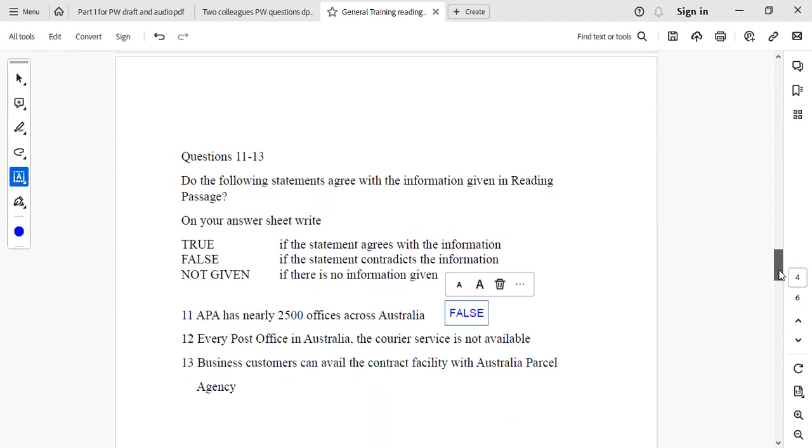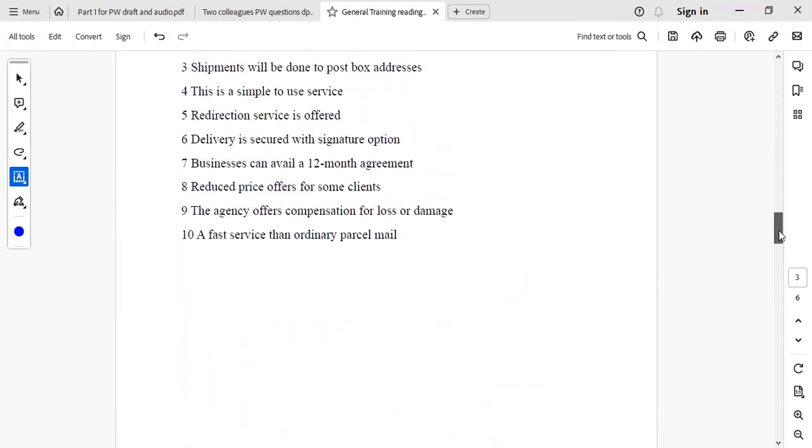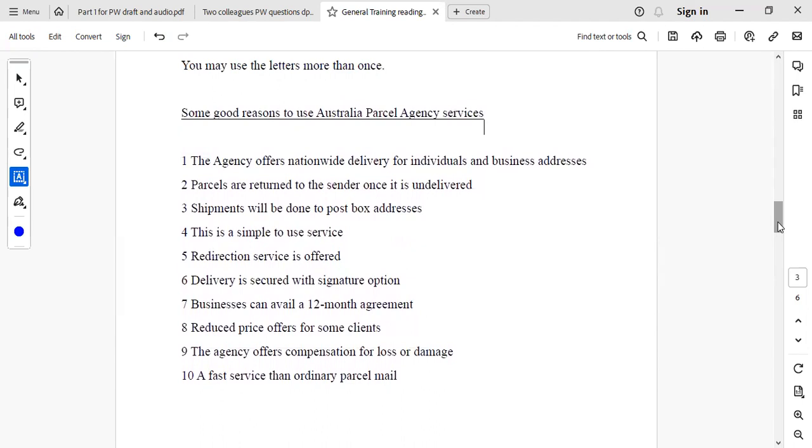I read number 12. I'm ready with number 12. I know exactly in my head what is available. Now I have to mark the answers for this. Don't you think that the agency offers nationwide delivery for individuals? Exactly, number 1, you have B. Answer B is here. What about number 2?